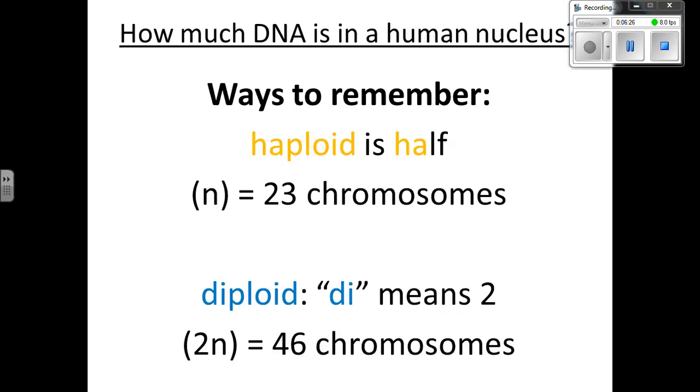So, ways to remember this. Haploid is half. n equals 23 chromosomes. Diploid, di means 2. Again, n for haploid, 2n for diploid. 46 total in humans. Our haploid number is 23.